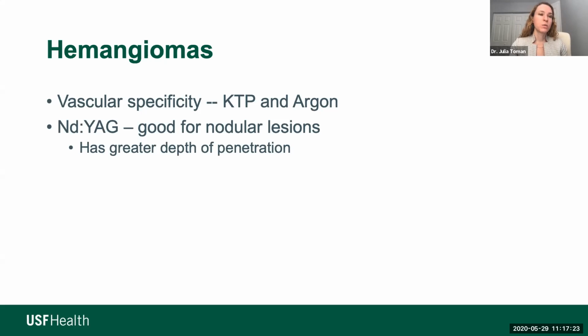Hemangiomas, again, we're looking at the vascular specificity with the KTP and Argon. And again, the Nd:YAG is good for nodular lesions, and because it has a greater depth of penetration, it can get deeper into the dermis.